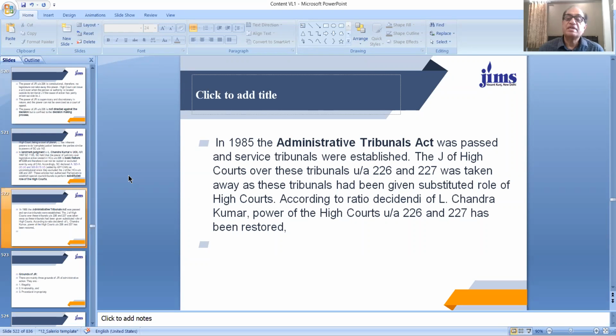So according to the ratio decidendi of L. Chandra Kumar, the power of the High Courts under Articles 226 and 227 has been restored. These additional articles added by the 42nd Amendment Act have been declared null and void.